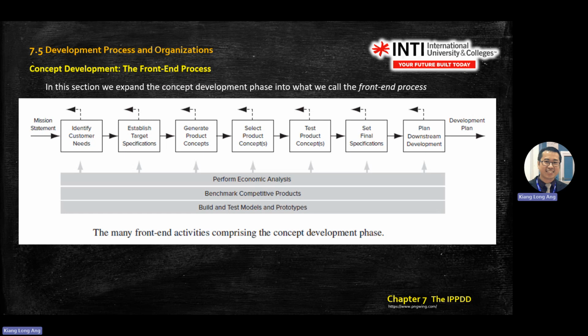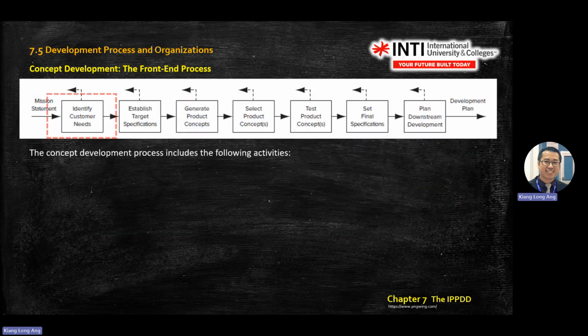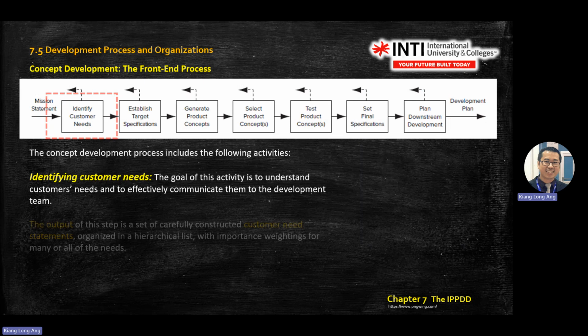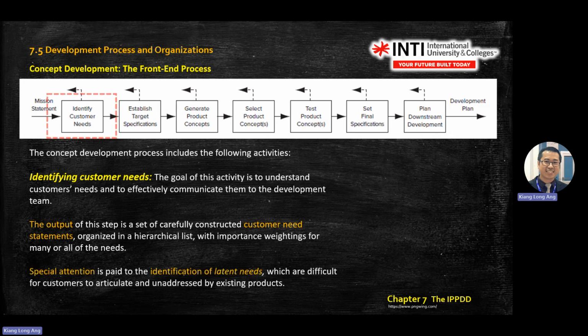Okay. So what I mean by the first one, identify customer needs. Output is customer needs statement. Okay, the output. The input is mission statement. Okay.